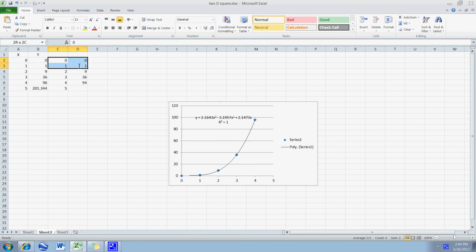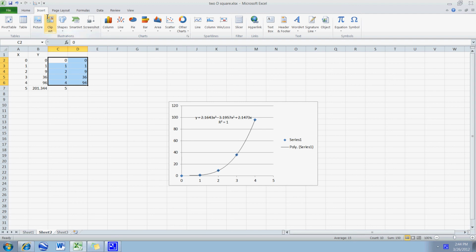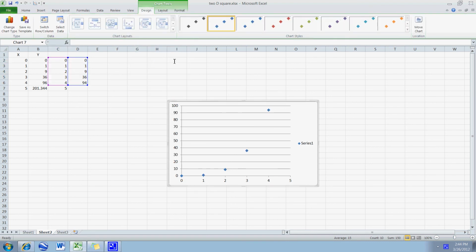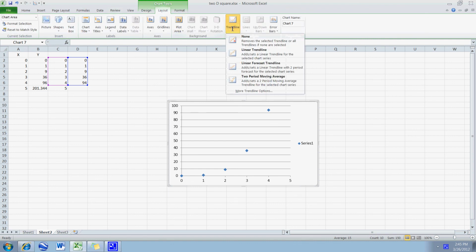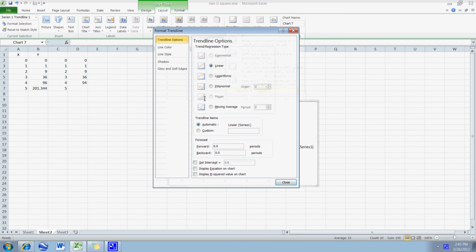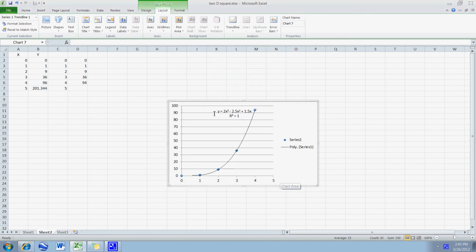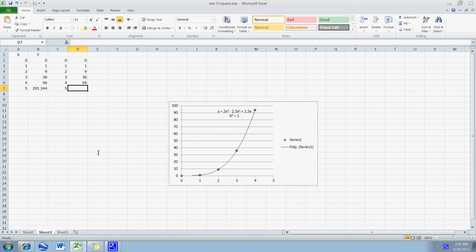Okay, let's do it. I'm going to make another graph. Insert. I want a scatter. And now I want to do a trend line. I want to do a polynomial of order 3. It's very curious. See how nicely it comes out? All right, now let me see what I get for 5 here.